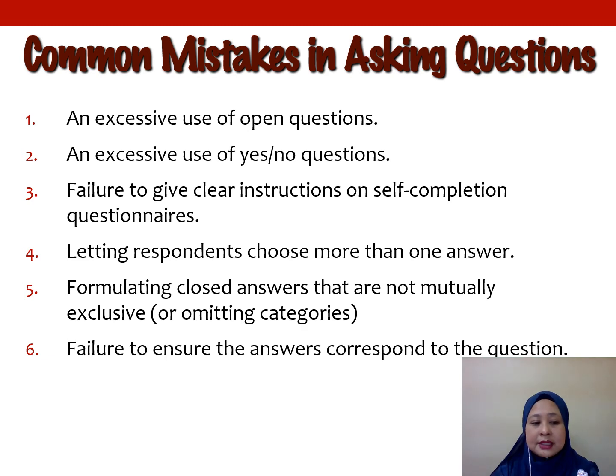These are the common mistakes when you are asking questions: too many open questions and too many yes/no questions. For example, if yes, go straight to question number 4. If no, you can go straight away to question number 10. For example, right? And because of yes/no questions, you cannot satisfy your hypothesis.